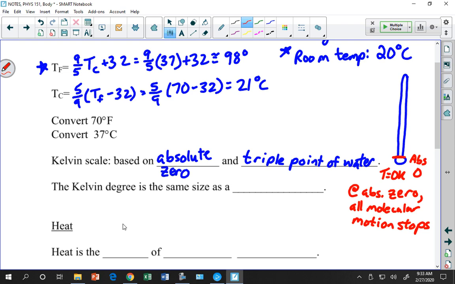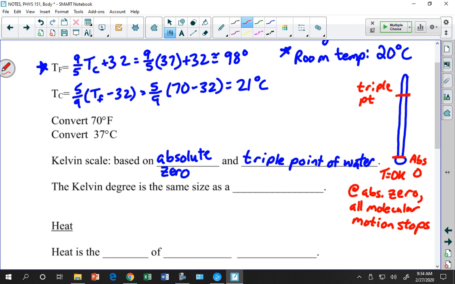So at absolute 0, all motion stops. And of course you can't have that, right? Because they talked about in that video that in order to actually get something to absolute 0, you have to have a temperature that's less than absolute 0. So that's what it means that that's a theoretical temperature. But nonetheless, that's one of our reference points for the Kelvin scale. And the other reference point is the triple point of water.